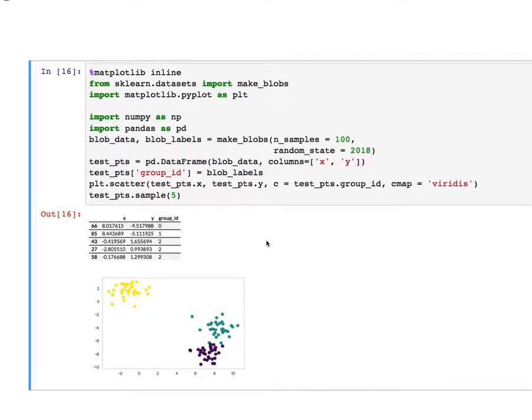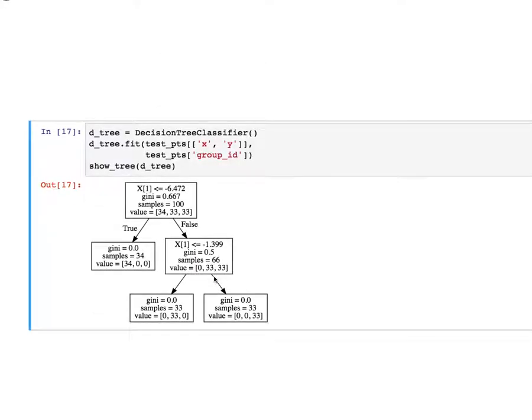So we can, again, apply this to the data set we had before with 3 groups. We can learn a tree to classify, or train a tree to classify these different groups. And we end up with fairly simple rules. So it looks at the y-coordinate, is it greater than or less than 6? And then it looks at the y-coordinate again, is it greater or less than negative 1.3? And that's the criteria it uses.